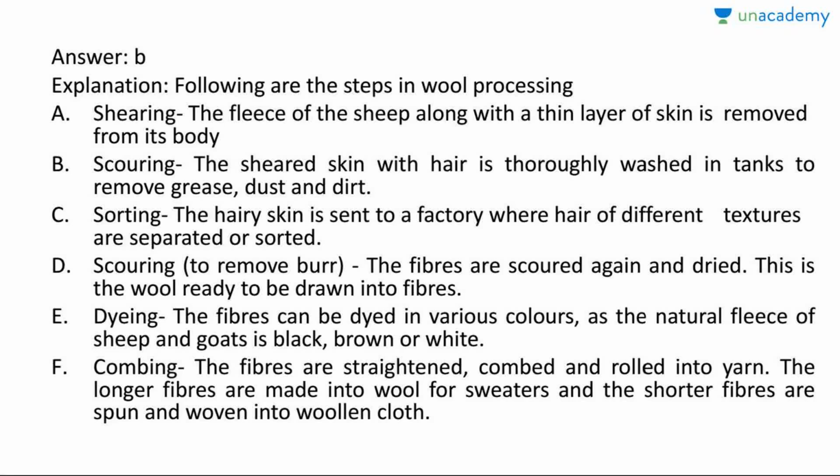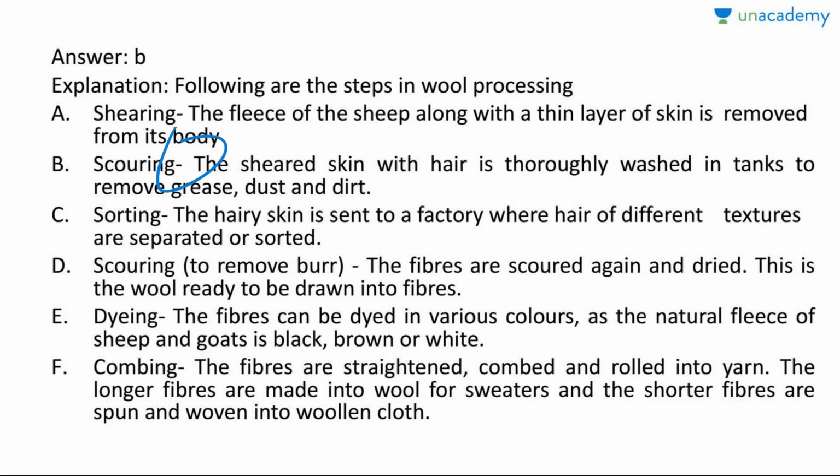Shearing is basically where the fleece of the sheep, along with a thin layer of skin, is removed from its body. Scouring is where the sheared skin with hair is thoroughly washed in tanks to remove grease, dust, dirt, and small animals, etc. Sorting is where the hairy skin is sent to a factory where hair of different textures is separated or sorted. Then scouring to remove burr, where the fibers are scoured again and dried. So this has already been done here.